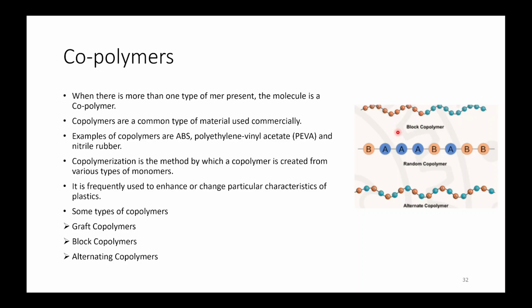And in a block copolymer, one block will be of A monomers, and another block will be of different monomers. In random, these will all be randomized, and in alternating, AB, this type of alternating molecules will be there.